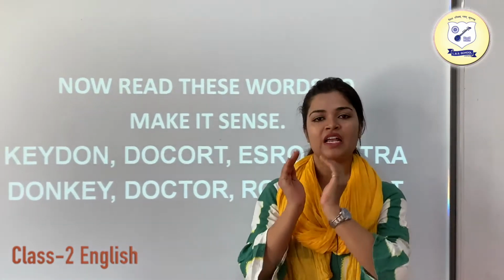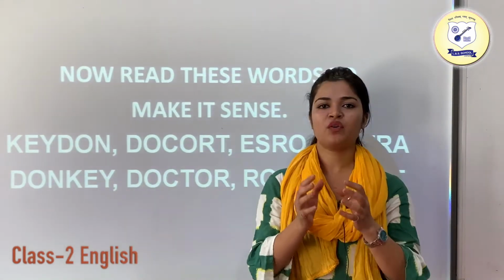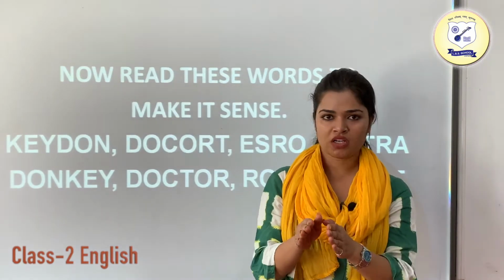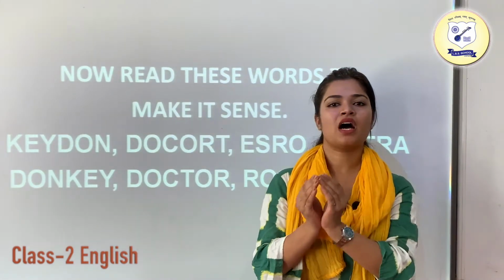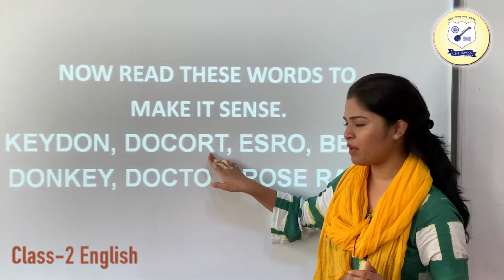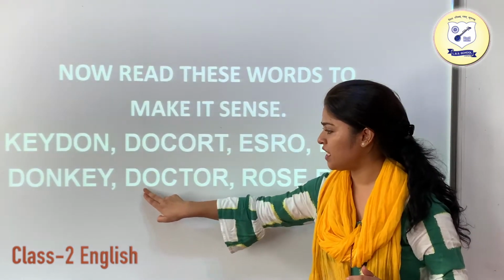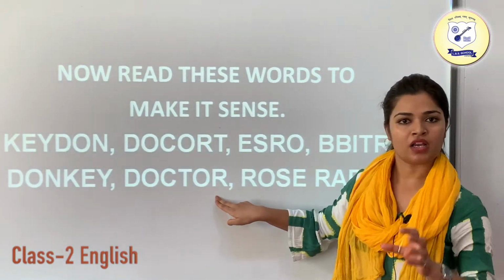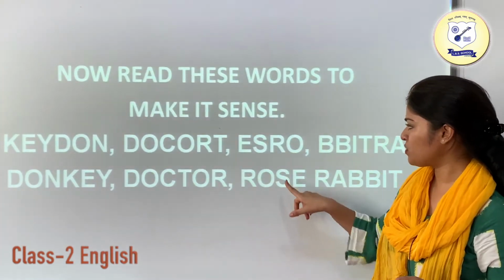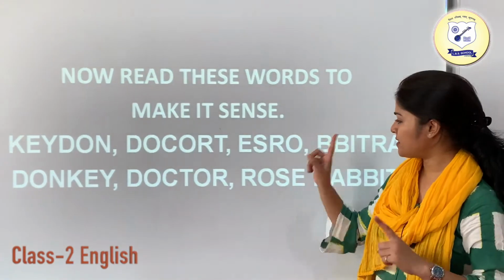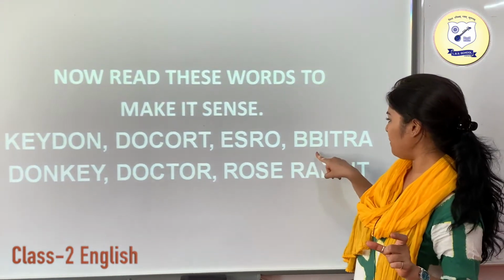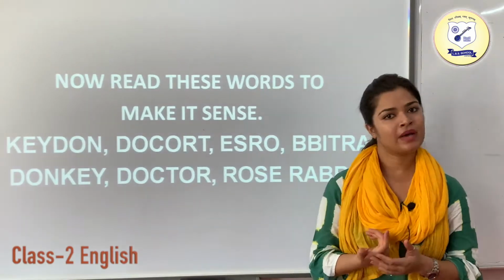Okay, so if you have alphabets which are arranged in a particular manner or in the correct order so that they can make sense, then that is going to form your word. Similarly, now this has been arranged in a proper format, so this is going to be doctor. Doctor. So now this word is making sense to you. Similarly, Esro is arranged in order, so this is going to form rose. Similarly, this Bbitra is going to form rabbit.